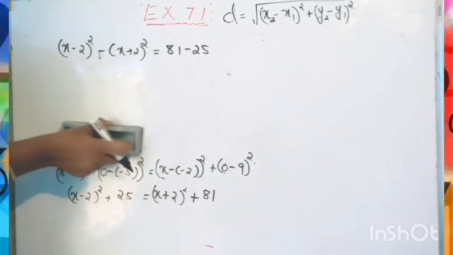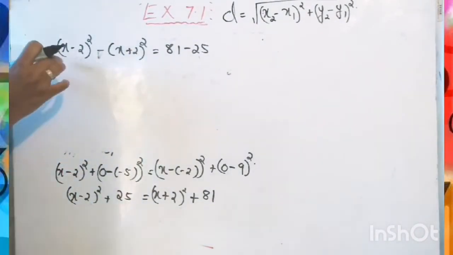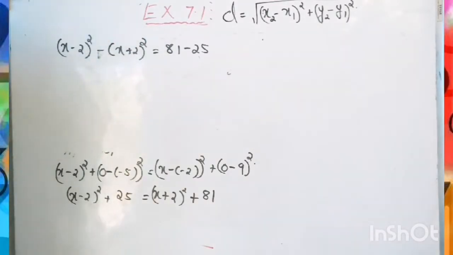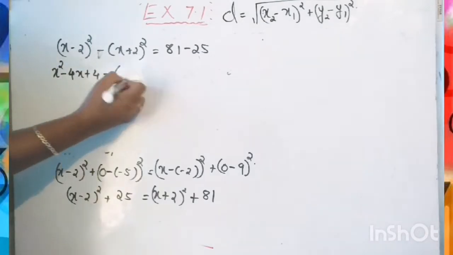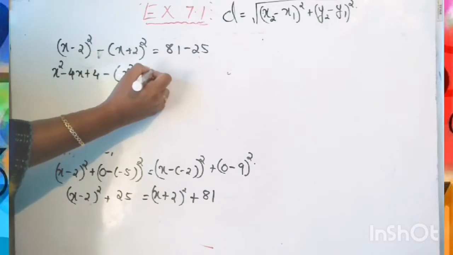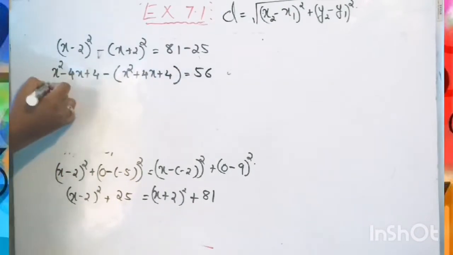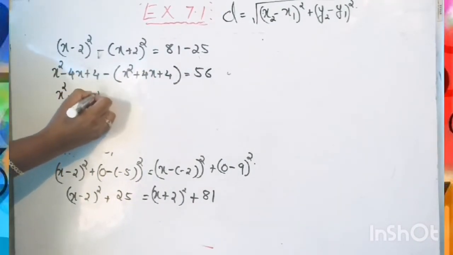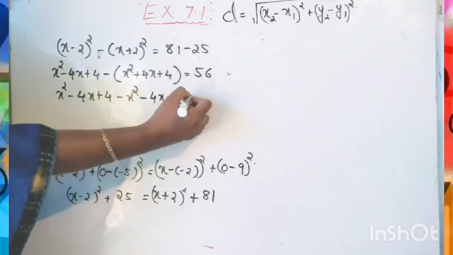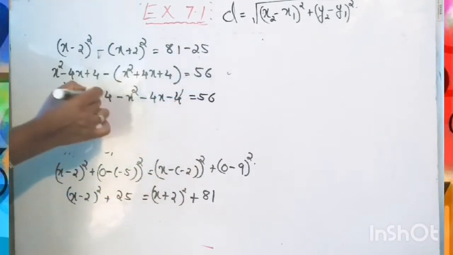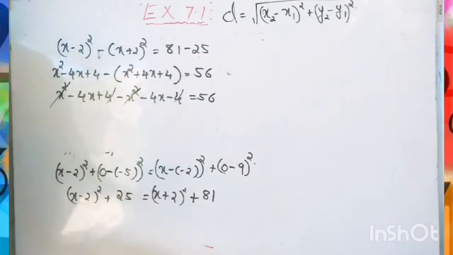Now that x minus 2 all square and x plus 2 all square, open it by using the identities a minus b all square and a plus b all square. Then this becomes x square minus 4x plus 4 minus of x square plus 4x plus 4 is equal to 56. Now open this bracket, that is x square minus 4x plus 4 minus x square minus 4x minus 4 equal to 56. Minus 4 plus 4 get cancelled. Minus x square get cancelled.